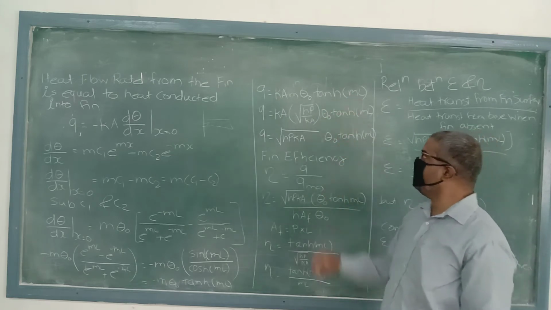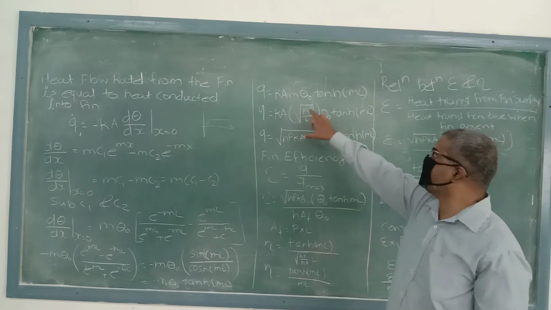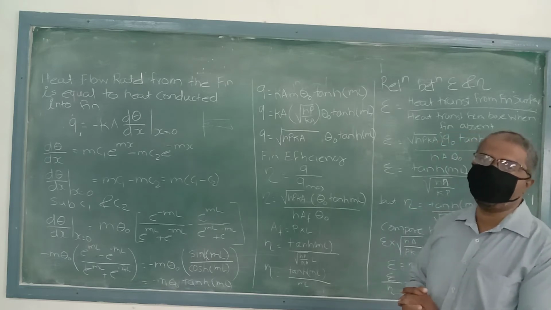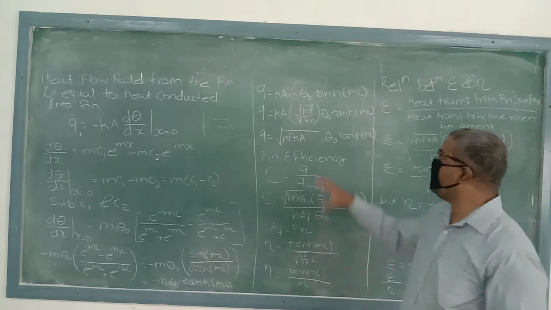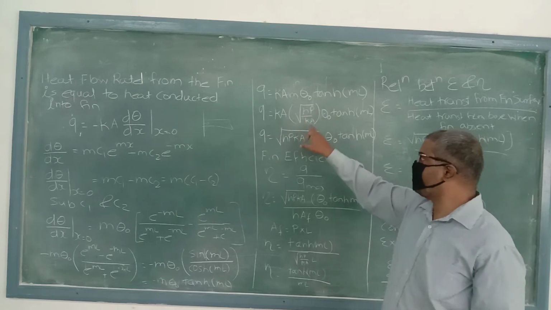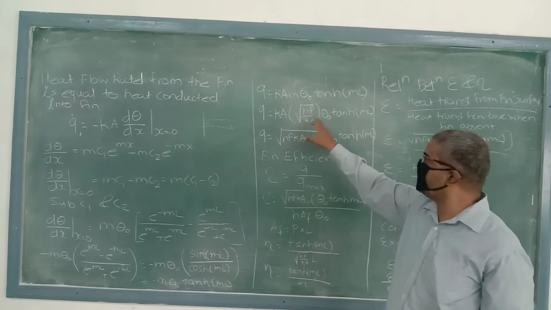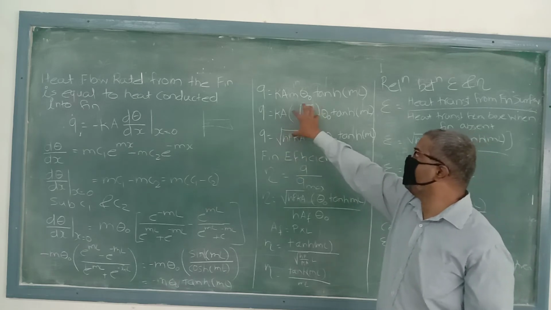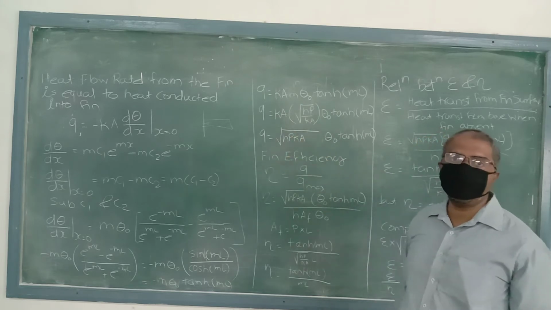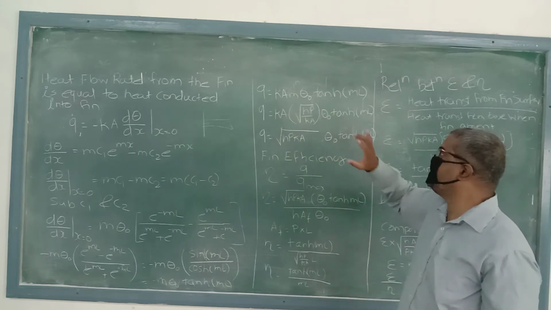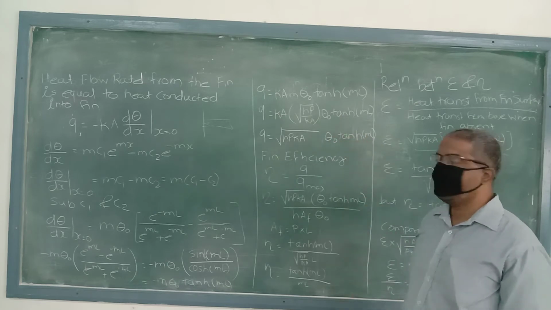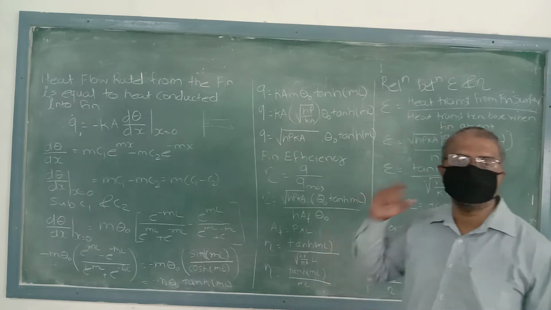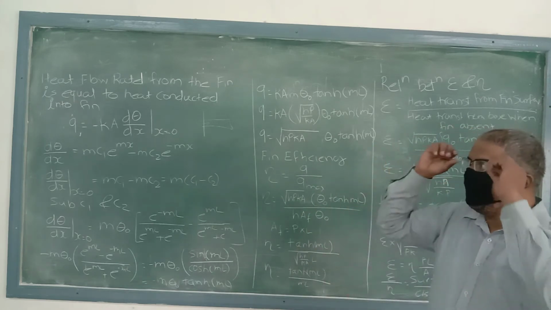Now in this equation we are going to substitute the value of m. We have derived m = under root hP by k. So that value we have substituted, and this k is in the square root. So one k gets cancelled and the whole term becomes under root hPkA. Theta 0 as it is, and tanh(ml). So q = under root hPkA θ0 tanh(ml).